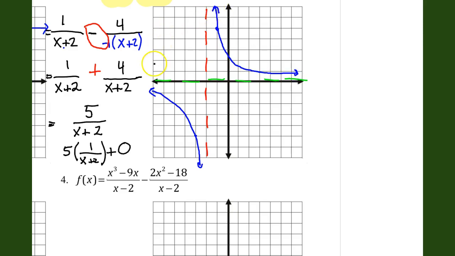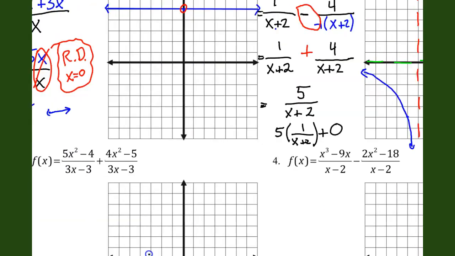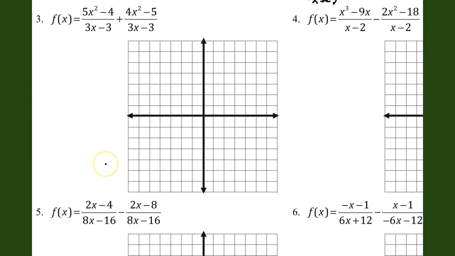There we go. All right, let's take a look at number 3. Now, here's where you might need to start doing the work on another piece of paper. It's a little crowded, but if you can write small and still be neat and still read it, then you might be okay. But here we go. 5x squared minus 4 plus 4x squared minus 5.